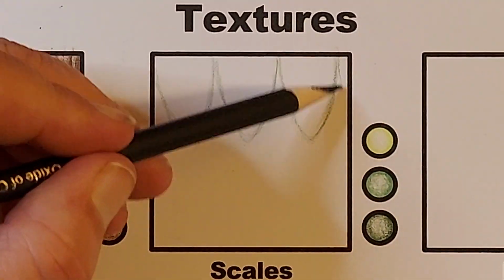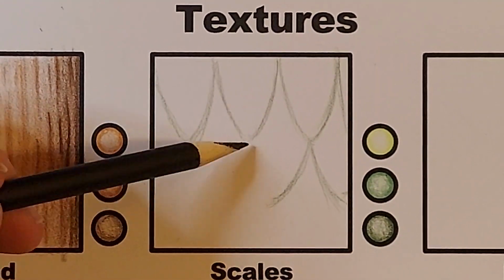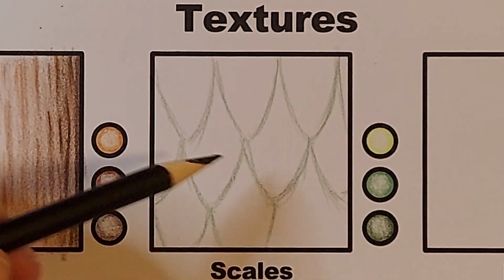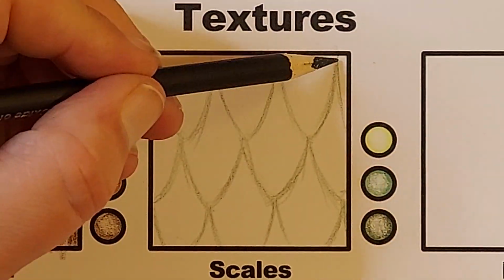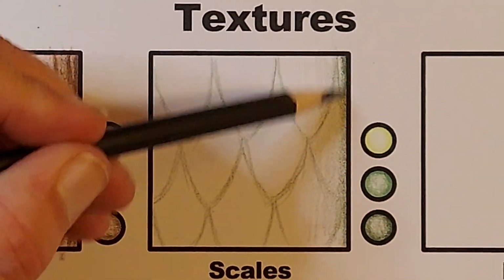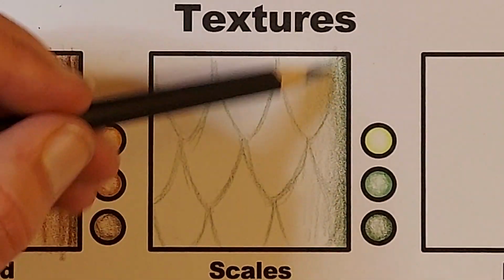Since scales overlap each other, we want to stagger them in horizontal rows, with the scales of the second row beginning and ending at the bottom center of the V or U curve of the first row's scales. We will continue this pattern all the way through our texture before starting the coloring.